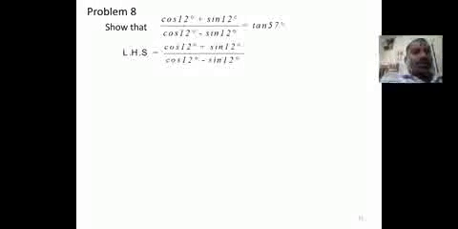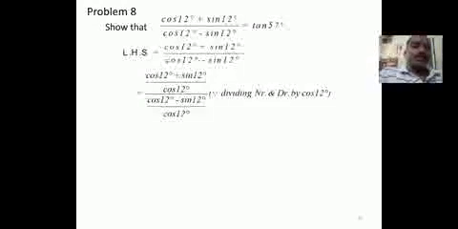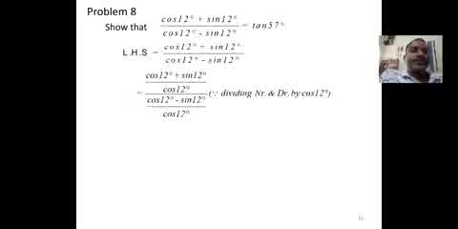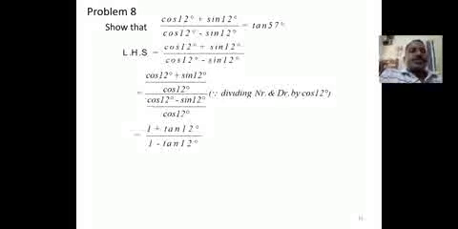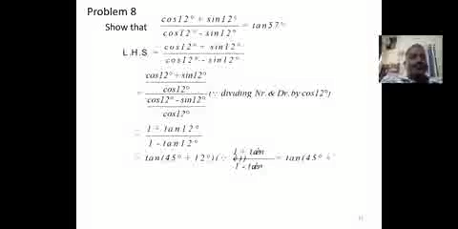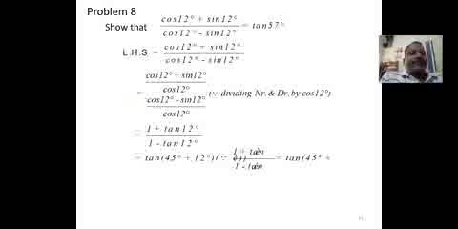Numerator and denominator divide with cos 12 degrees. Then we will get (cos 12 degrees plus sin 12 degrees) by cos 12 degrees, whole divided by (cos 12 degrees minus sin 12 degrees) by cos 12 degrees. So this is (1 plus tan 12 degrees) by (1 minus tan 12 degrees). This is tan (pi by 4 plus theta). So that is tan (45 plus 12), tan 57 degrees.